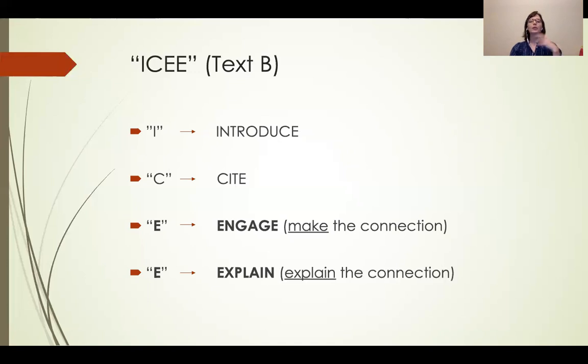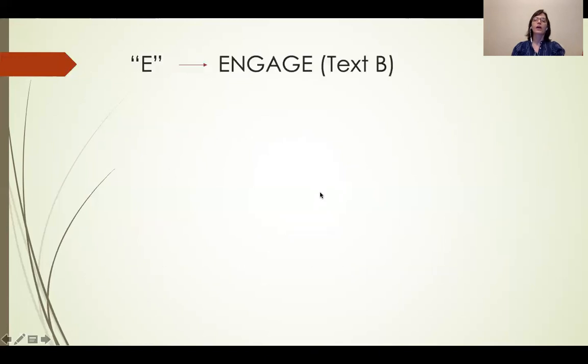And then when you explain, you're going to explain the connection between the texts. Okay, so again, second time you perform IC, this time for text B in the second half of your body paragraph, engage and explain are different. So in the engage step, you make the connection; in explain, you explain that connection. Okay, so let's break it down then for our engage step for text B.